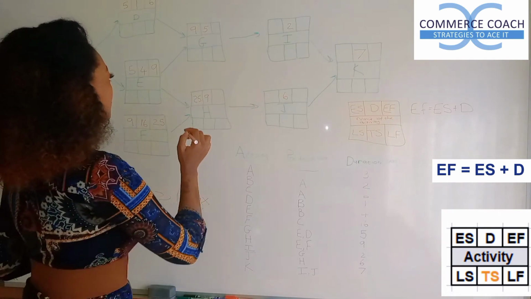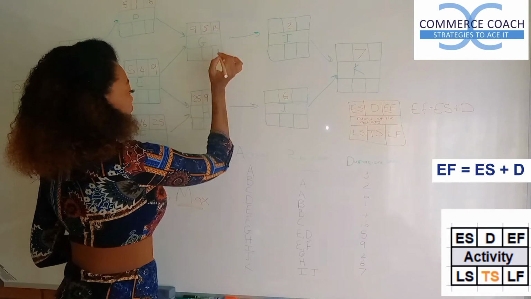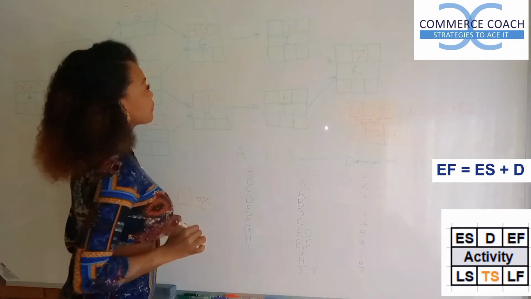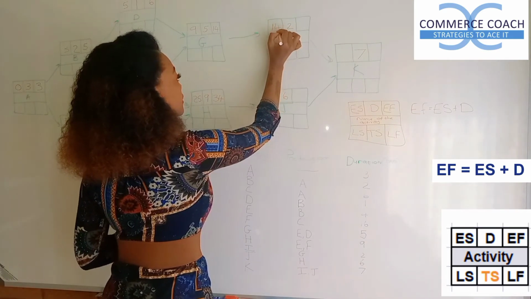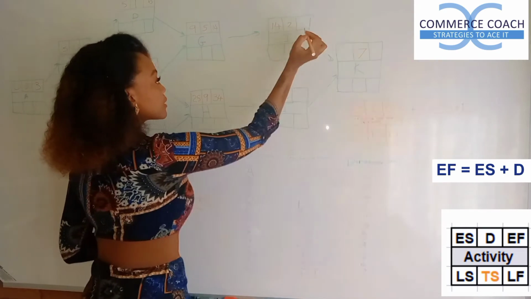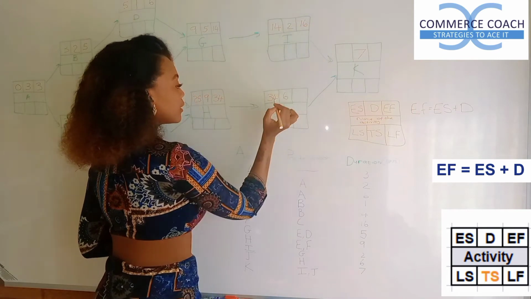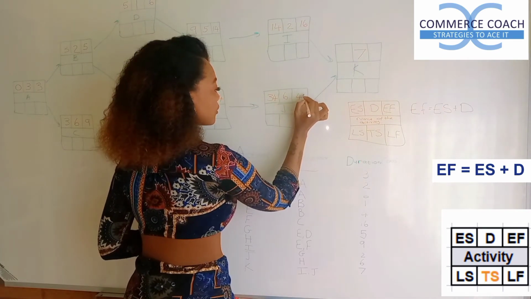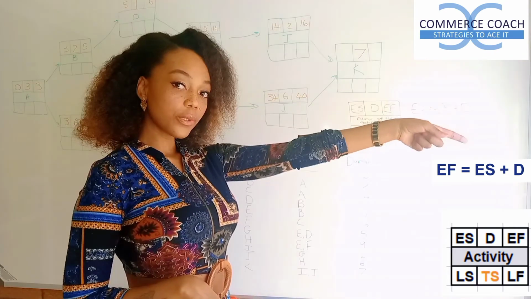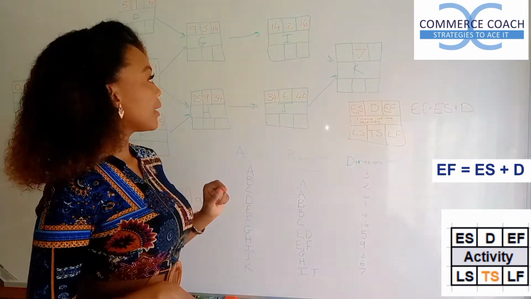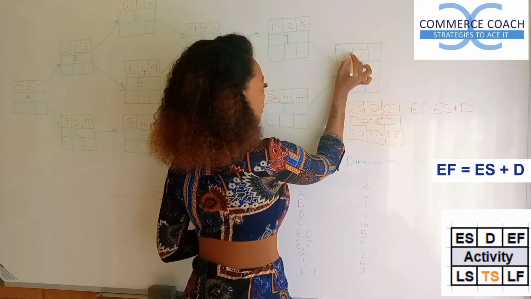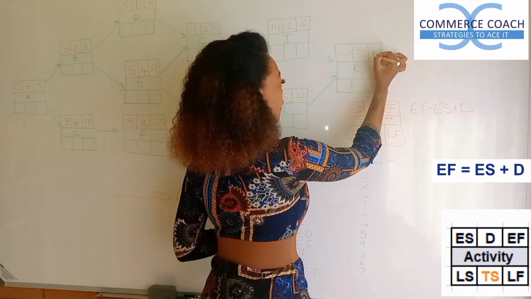So 9 plus 5 equals 14, and 25 plus 9 equals 34. We're going to move 14 over here, and we're going to move 34 over here. 14 plus 2 equals 16, and 34 plus 6 equals 40. And then once again, as I had explained, when we do the forward pass, you always pick the maximum number. And the maximum number in this case is 40. So 40 plus 7 equals 47.